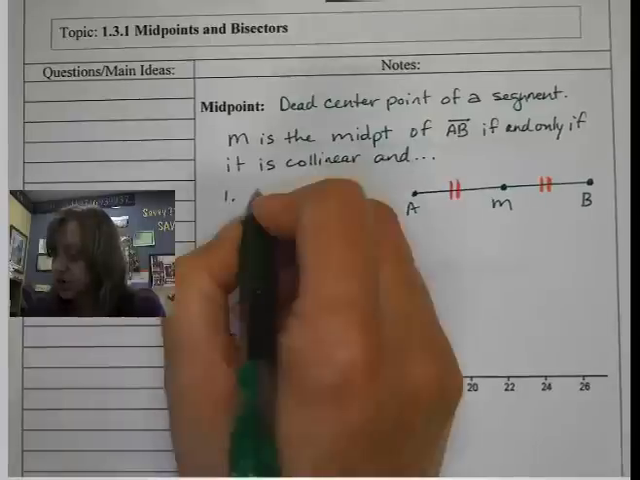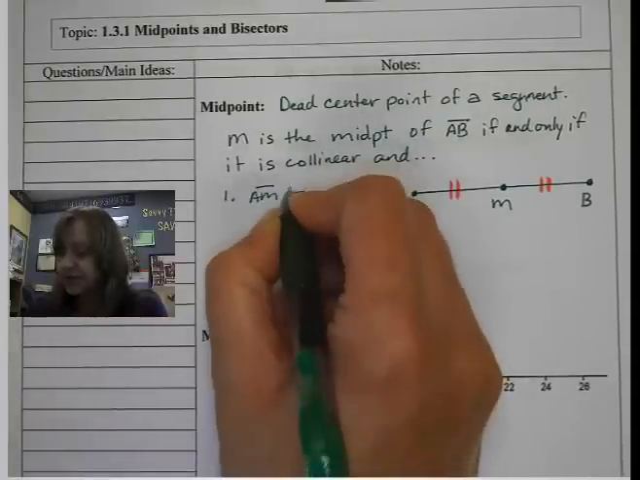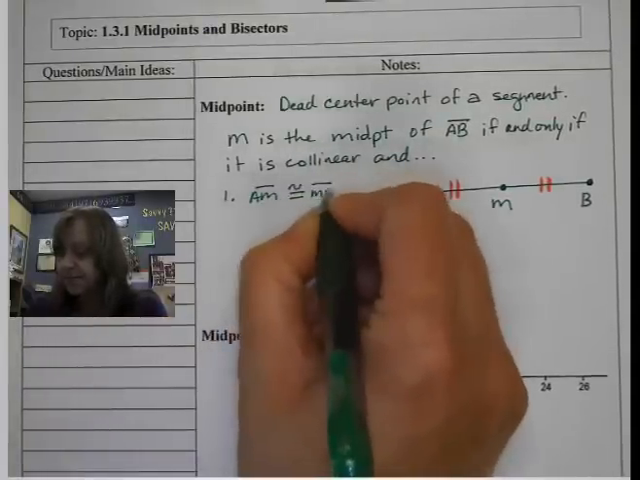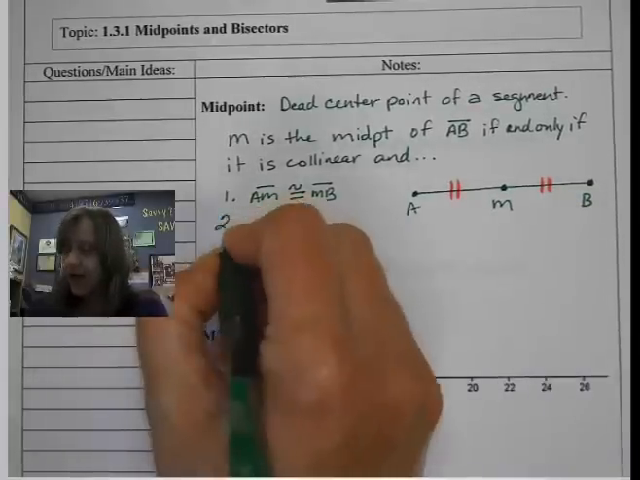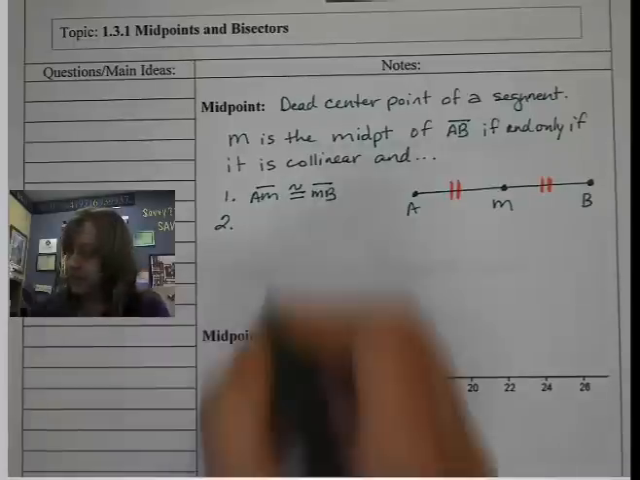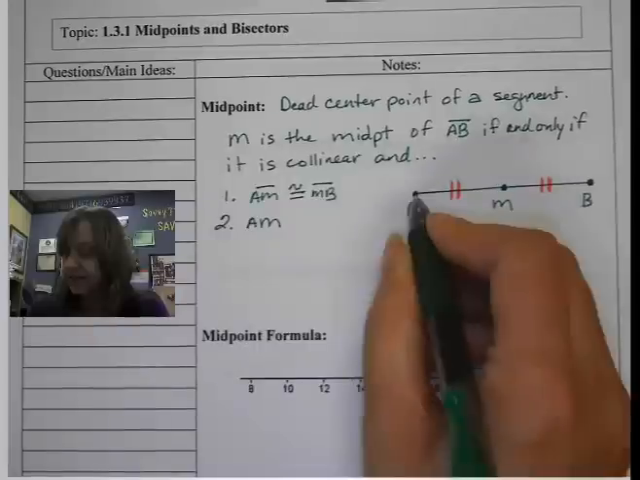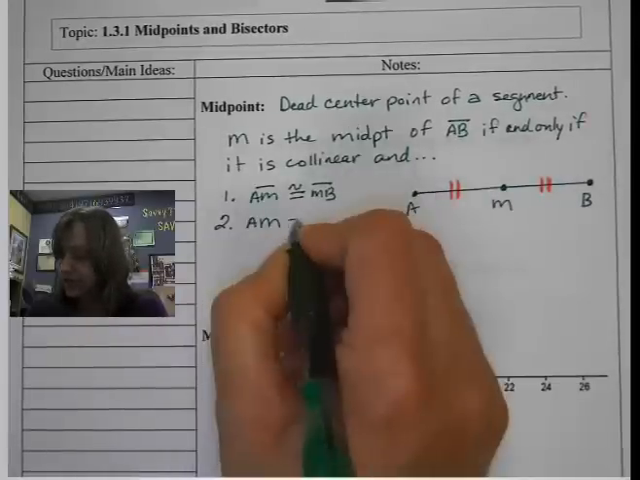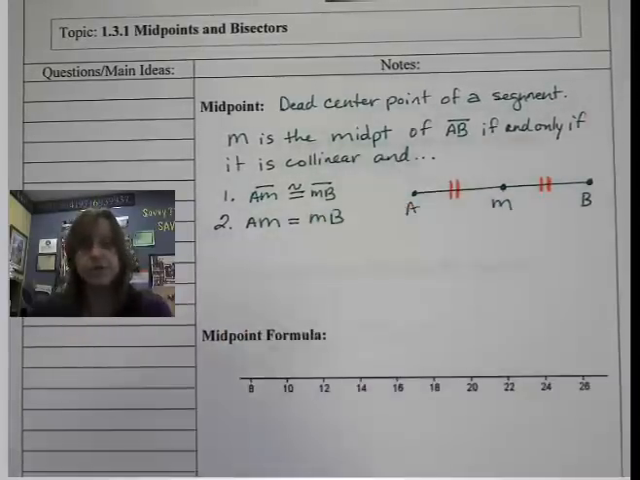Either, like my tick marks show, segment AM is congruent to segment MB, so the 2 pieces are marked as congruent. Second way you could look at that, it would be equals. The distance, remember distance from point A to point M. If that distance is equal to the distance from M to B, then M will be the midpoint.